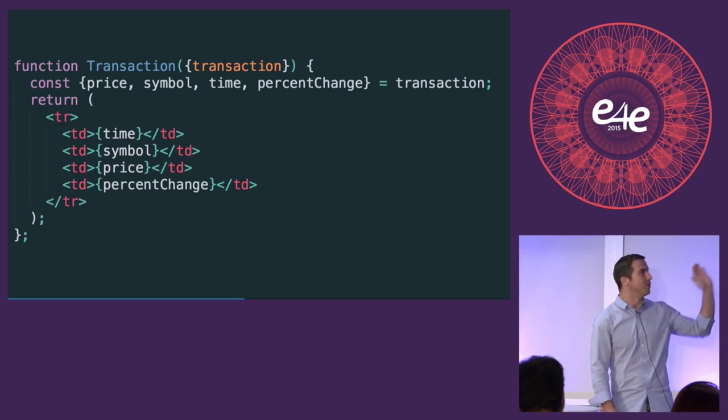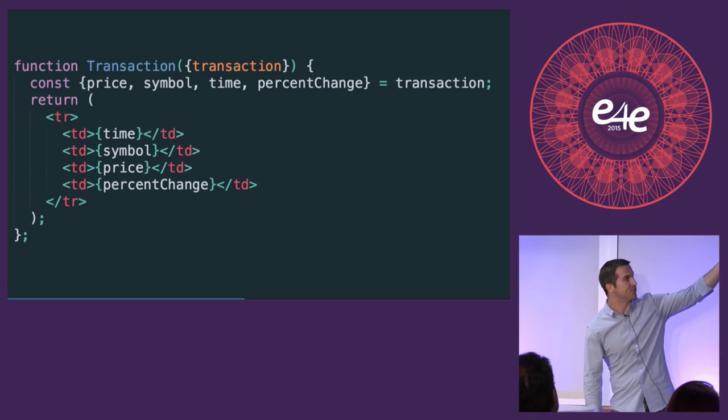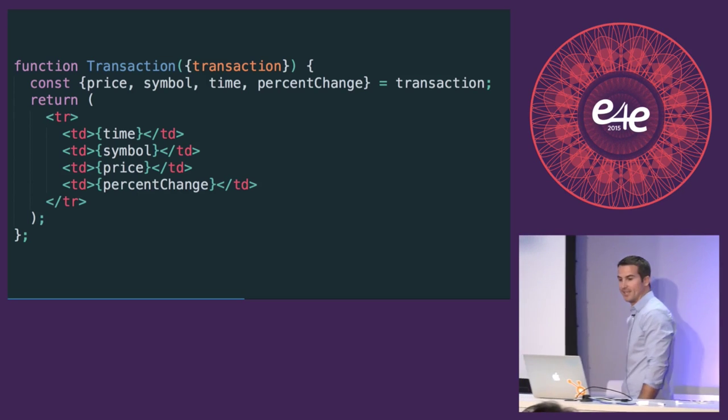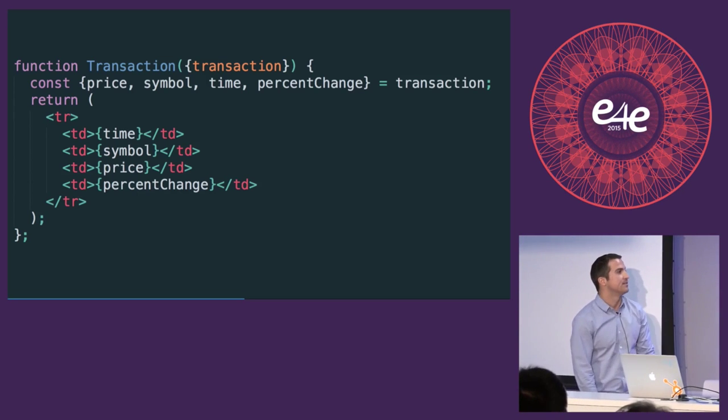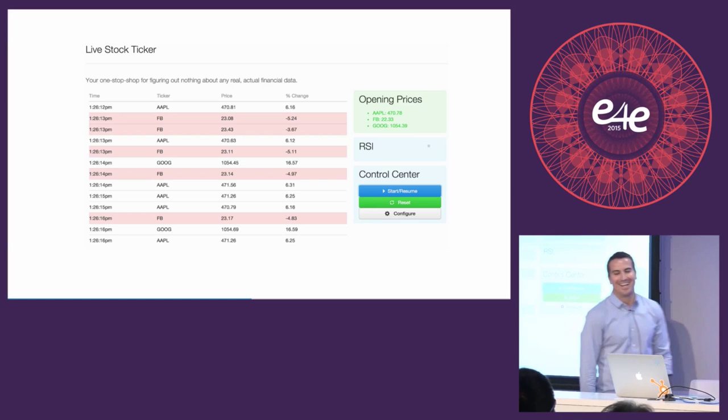This is a real component where each row in that table is a transaction, which just takes in the transaction model, and you just return the representation of what you want the UI to look like. So this is why I like React so much. But that's it. No more React.